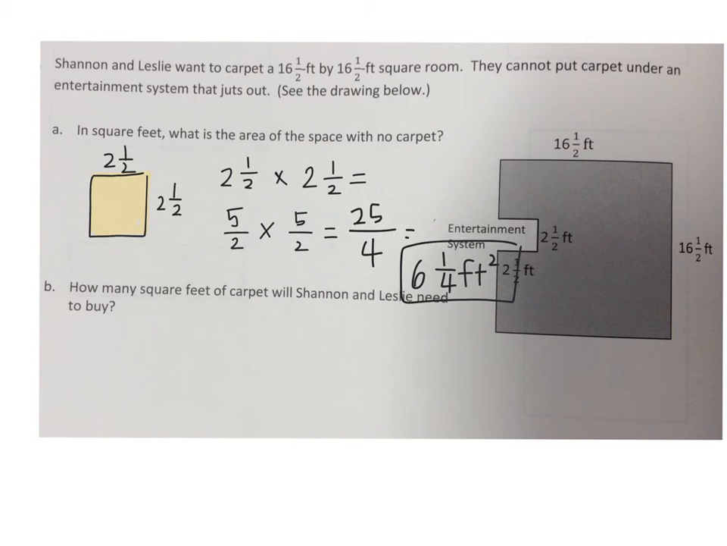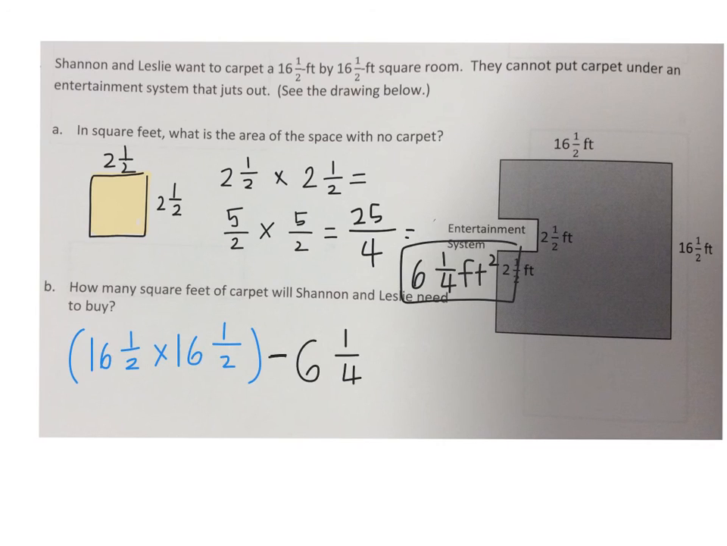Now that we know that the part that she doesn't need carpet for is 6 1/4 square feet, could I find how much the entire square is and then take away this part? How do I find out how much the entire square is? 16.5 times 16.5. Yeah, I would take the length of the room, 16.5, multiply it by the width of the room, which is 16.5. Okay, once I find that, I would then take away 6 1/4. Do you agree?